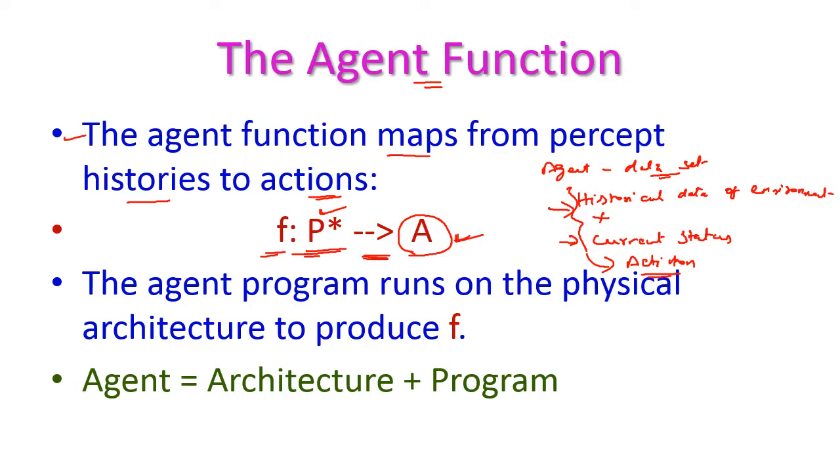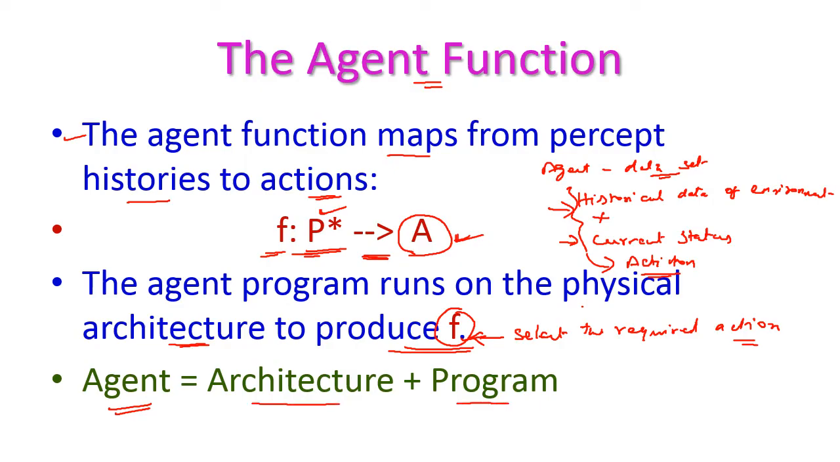The agent program runs on the physical architecture to produce the function f. What is the purpose of f? f is used to select the required action. By using f only we select the action. Hence, what is meant by agent? Agent is the combination of physical architecture and logical program. Architecture plus program, the combination of these two will form the agent.